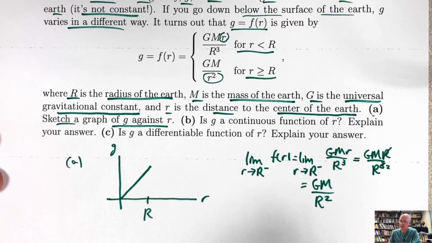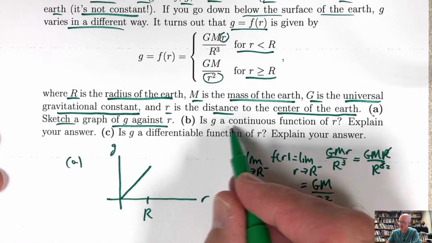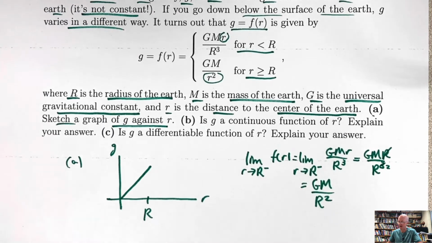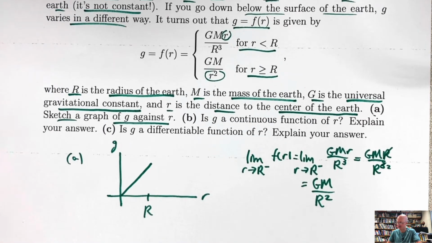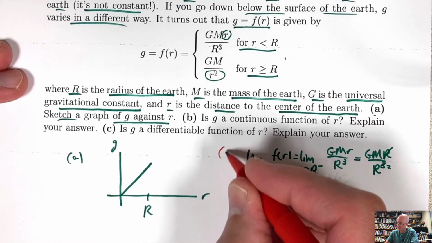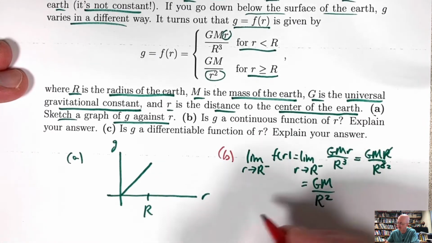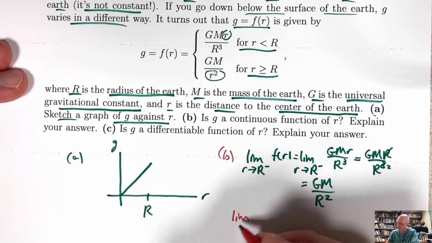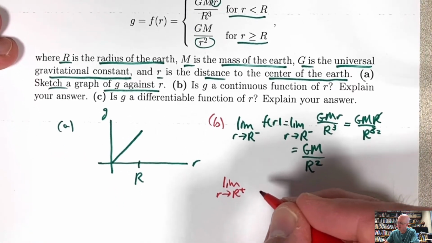We might then wonder what the right-hand limit as little r approaches capital R is, and that will tell us whether little g is continuous or not. We'll get there. In fact, maybe we should do that right now, actually, and that'll help us finish the graph as well. So we're going to also do part B now. We're sort of doing part B here. We're thinking about the left-hand limit. What is the right-hand limit as little r approaches capital R from the right?